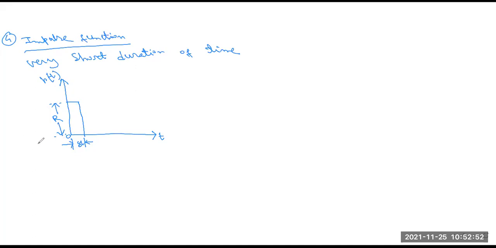So we rewrite these equations. The unit impulse function equals d/dt of the unit step function, meaning the change with respect to time over a very short duration of the unit step function.